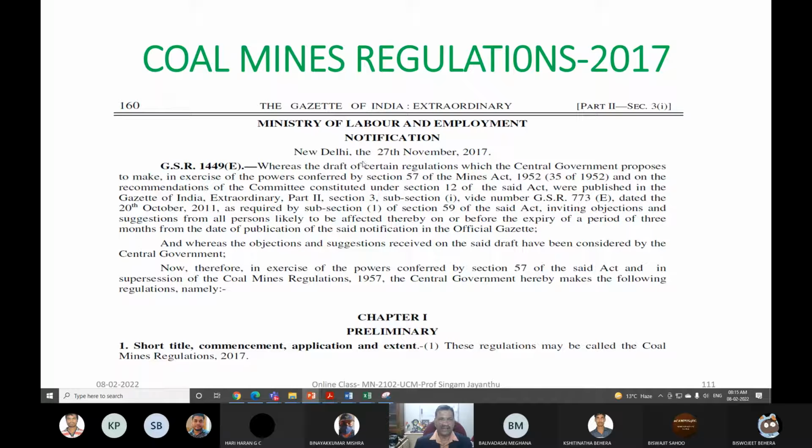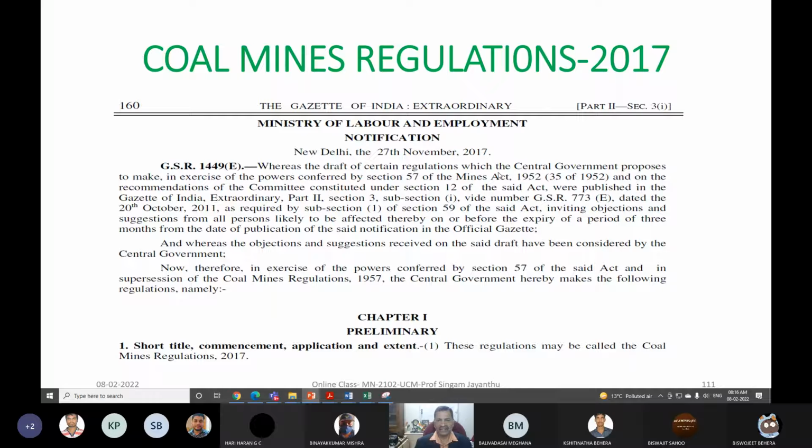This is the Coal Mines Regulations 2017, which is in the Gazette of India, from the Ministry of Labour and Employment notifications, which was also given on 27th November 2017. Just for you to know about it as mining engineers and especially coal mining method students. Now this is a GSR, that is a government circular or regulation.